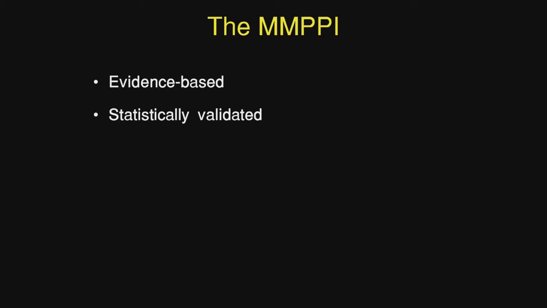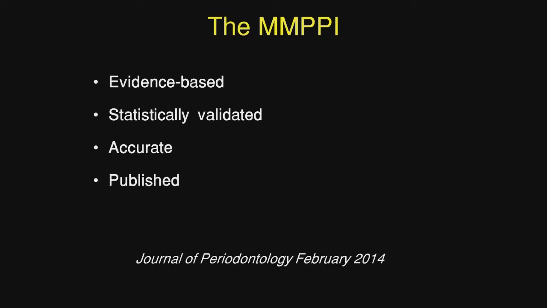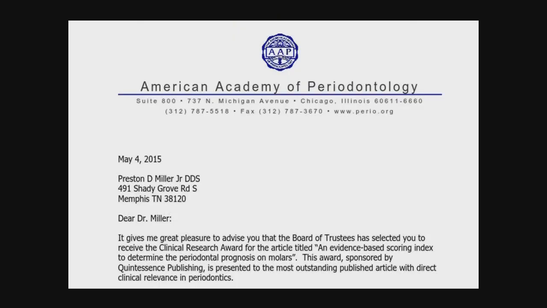This is the Miller-McIntyre Periodontal Prognostic Index, but currently the cool thing to do is to brand things. So we have branded this as the MMPPI. It's evidence-based, it's statistically validated, it is accurate, it has been published in the Journal of Periodontology, and more importantly, it got the Clinical Research Award for 2015.